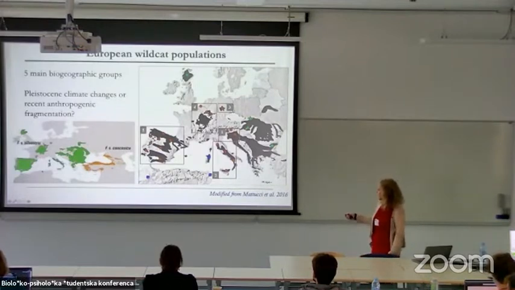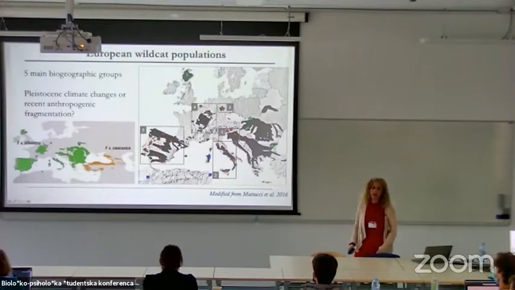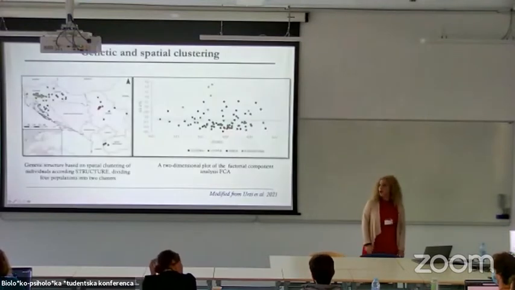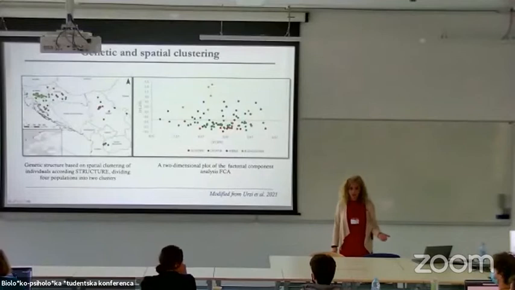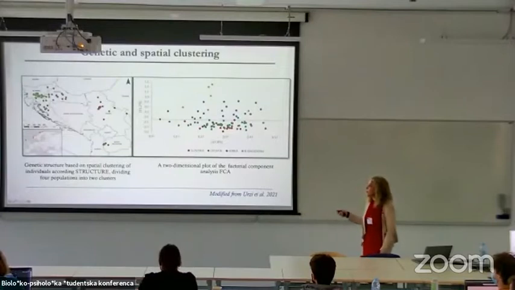But from the work published in 2017 by Mattucci and colleagues, you may notice that the region from the Dinaric Mountains to the Scardo-Pindic Mountains was still unknown regarding genetic data. So our approach was, of course, to study what is happening with the wildcat in this region. Together with colleagues from Croatia, Serbia, and Macedonia, we did the sampling of the wildcat population.